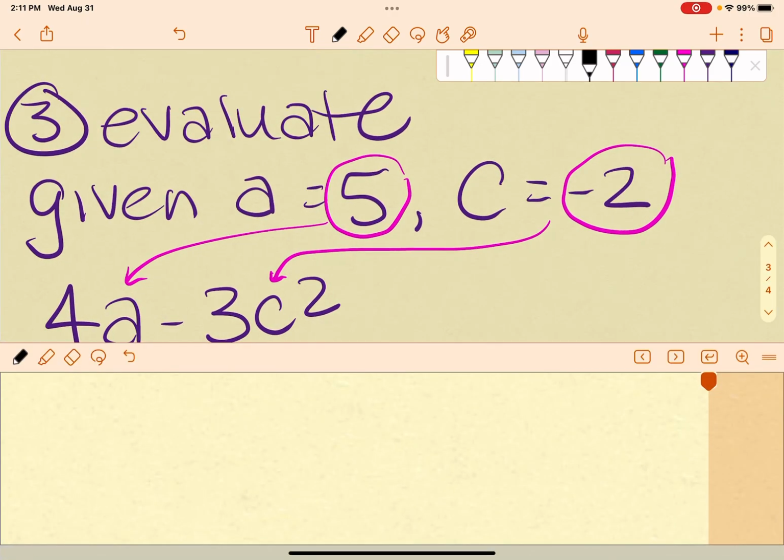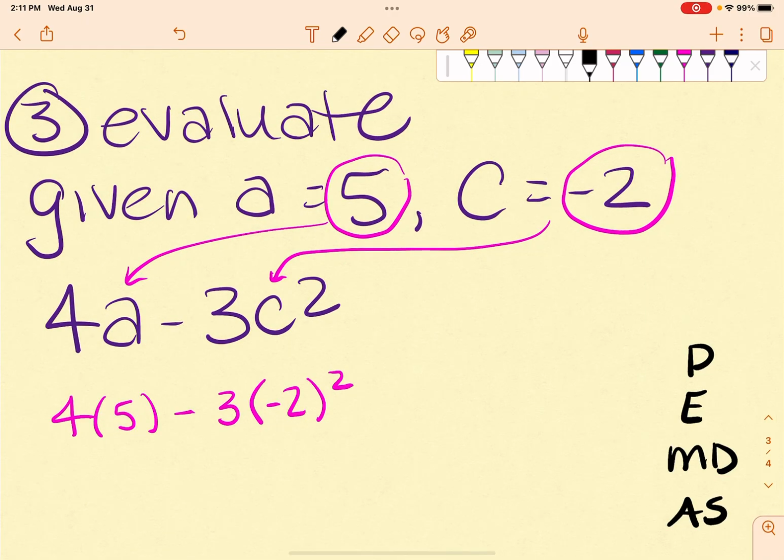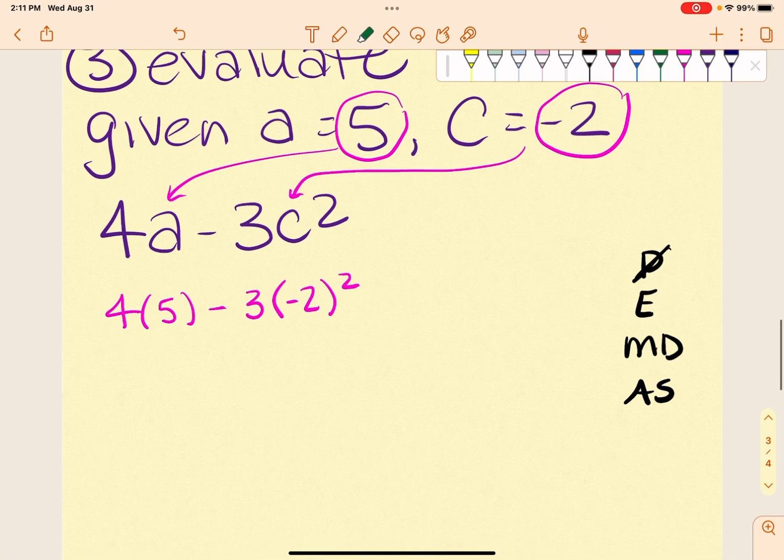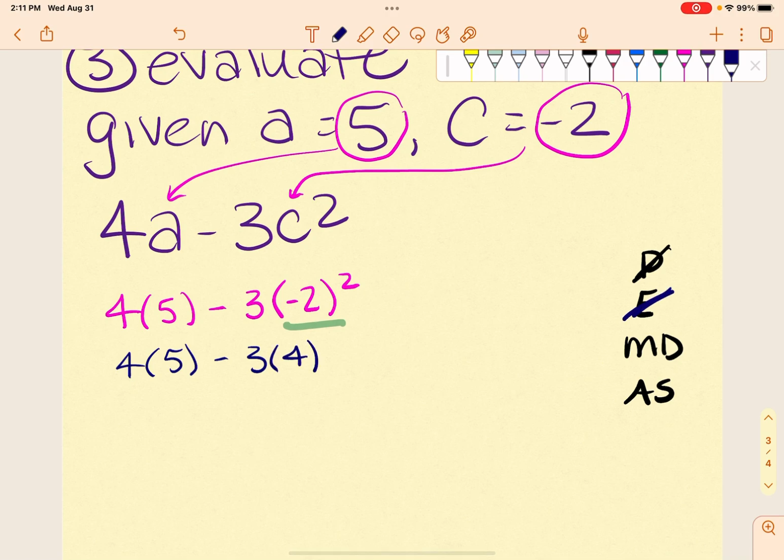Okay, so as soon as I get them plugged in, I get my PEMDAS down the side here, so I can start to solve. The only parentheses I really have in this problem are all about either multiplying or the exponent. So there's not really parentheses to deal with. But I do have an exponent right here. So negative 2 times negative 2 is positive 4. Exponents are gone.